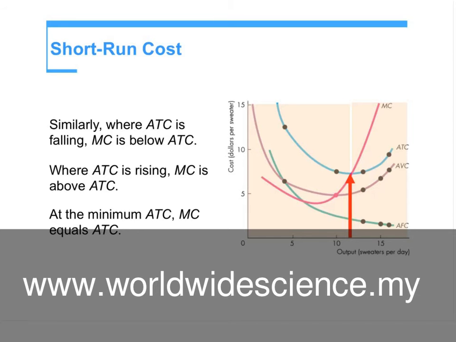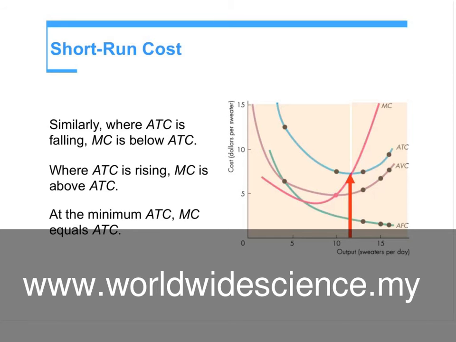And when marginal product is rising, marginal cost is falling. And average variable cost is at its minimum at the same output level at which average product is at its maximum. So when the average product is rising, average variable cost is falling. So it's actually very, very simple.